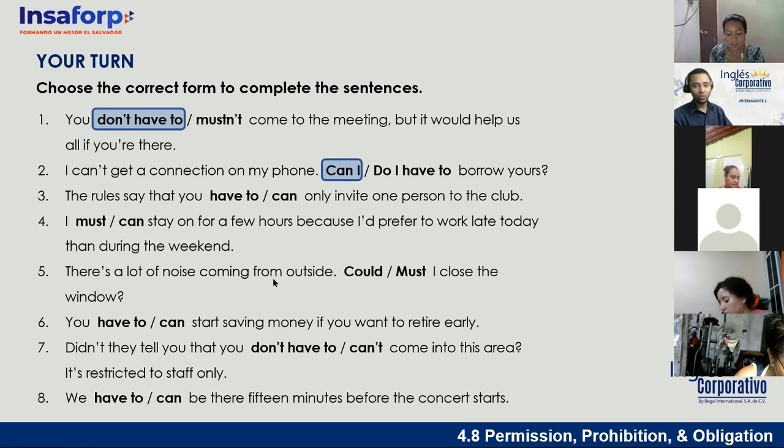Have to invite one person to the club. Only invite one person to the club. But if you look at this, there is the word "only." There is a restriction. So the rule says that you can only invite one person to the club. That means you only have permission to invite one person.